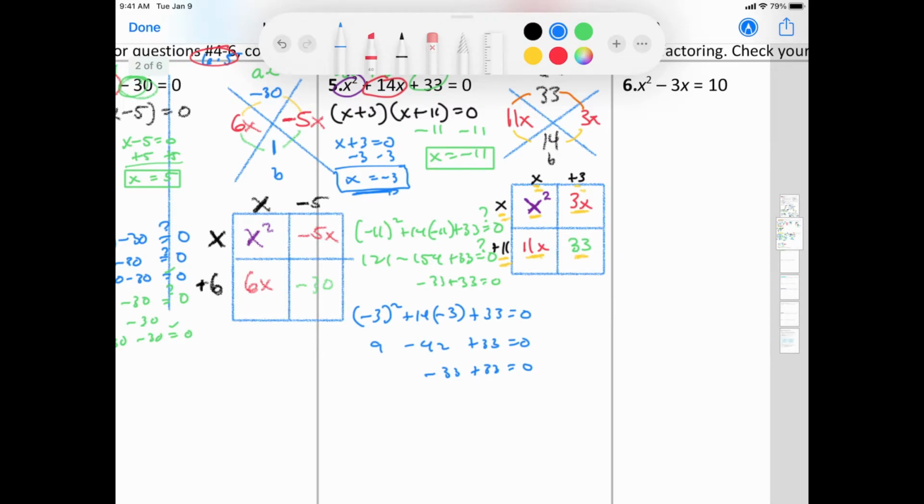Remember the big visual. Blue is negative 3. And then the green, negative 11. And then my graph. And that kind of makes sense. I want to point out one extra one here. The c value is your y-intercept, right?